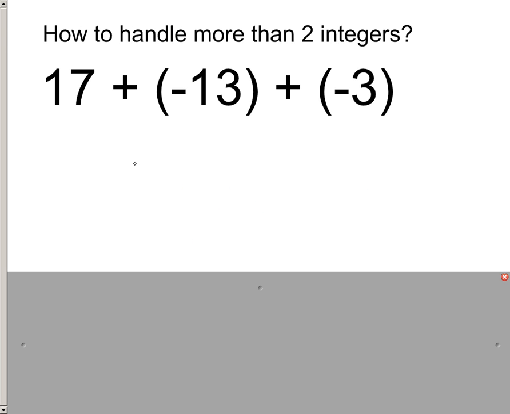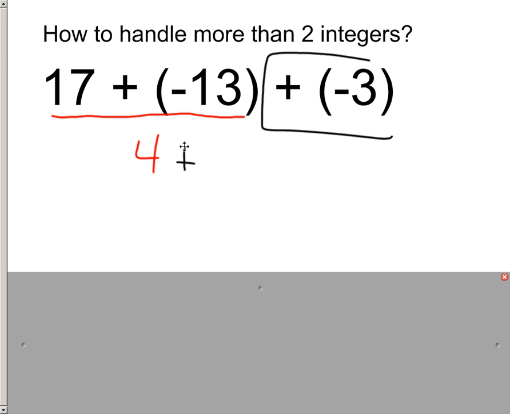So that's what we're going to do here, and there's different ways that you can do it. If you want, you could just go left to right since we're just dealing with addition. So 17 plus negative 13 is 4. Pull down everything that you haven't used, including that plus sign. So 4 plus negative 3. And 4 plus negative 3 is 1.